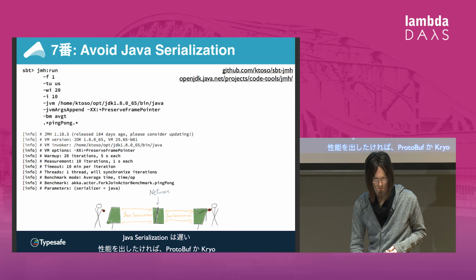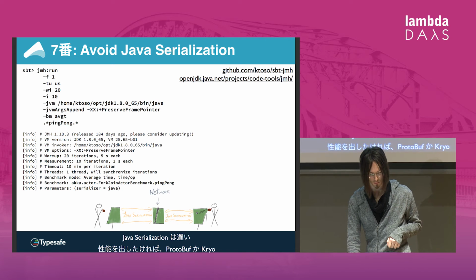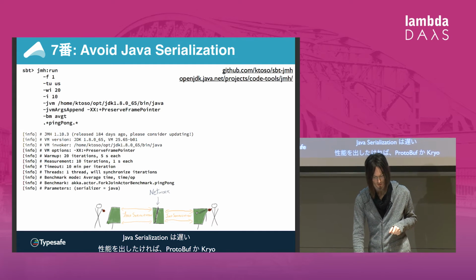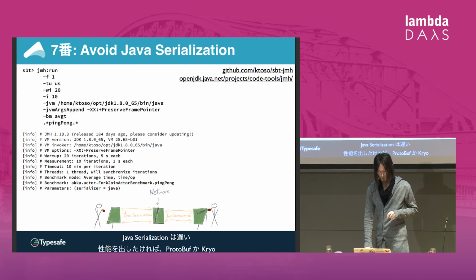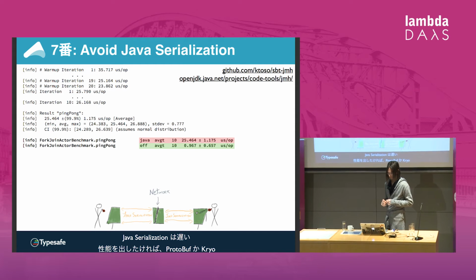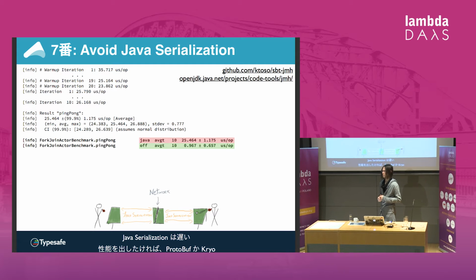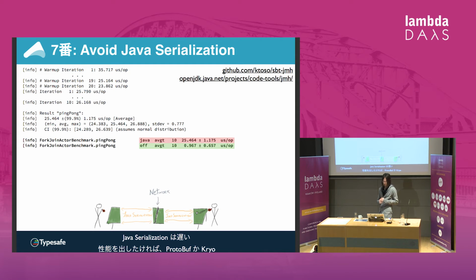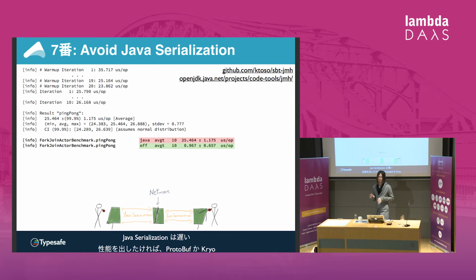So here's a semi-naive ping pong benchmark with the Java serialization and without. So without the serialization, a ping pong goes back and forth below a microsecond, right? With the serialization enabled, around 25, right? So that's pretty painful.